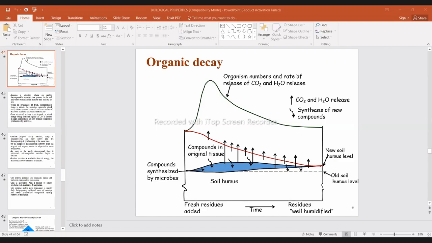What do you mean by graph decrease and increase? So the microbial number increases dramatically until it reaches the peak level. So it will consume all the easily degradable materials, and when they are fully exhausted, the number of microorganisms starts to decay. That is how you have to elaborate, right?